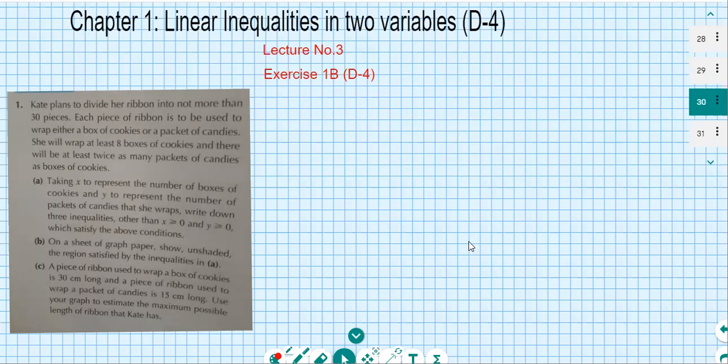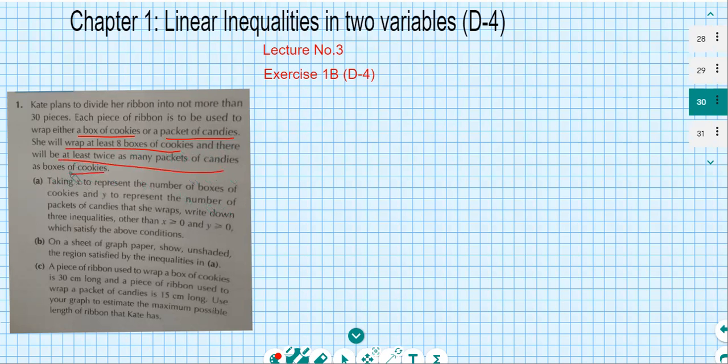Exercise 1b, question number 1. The statement is: Kate plans to divide her ribbon into not more than 30 pieces. Each piece of ribbon is to be used to wrap either a box of cookies, the first parameter, or a packet of candies, the second parameter. She will wrap at least 8 boxes of cookies, and this is actually a condition. And there will be at least twice as many packets of candies as boxes. Another condition.